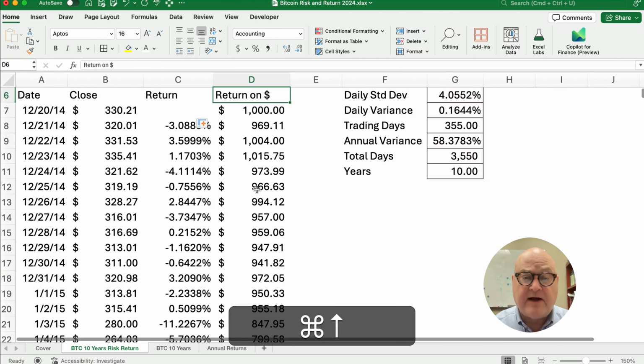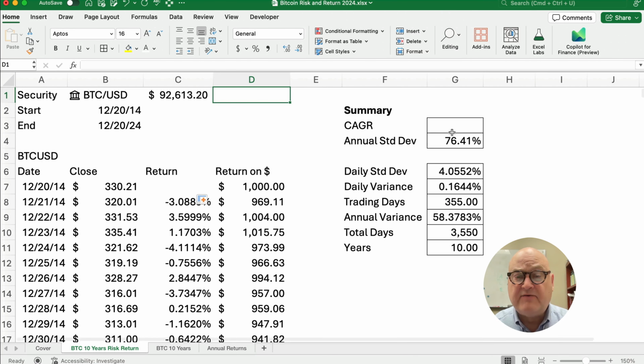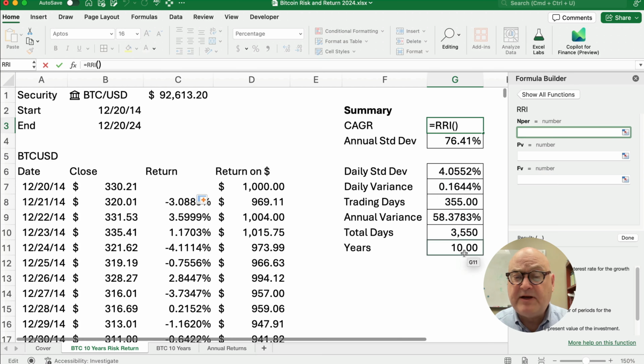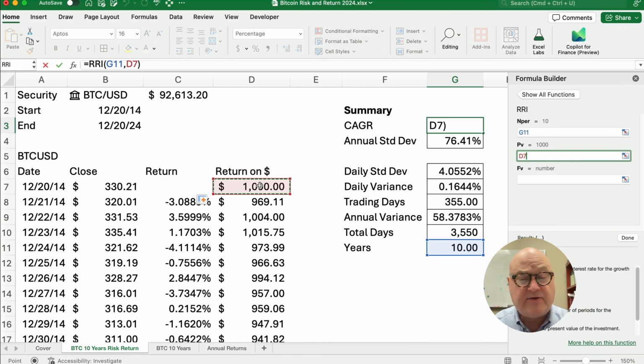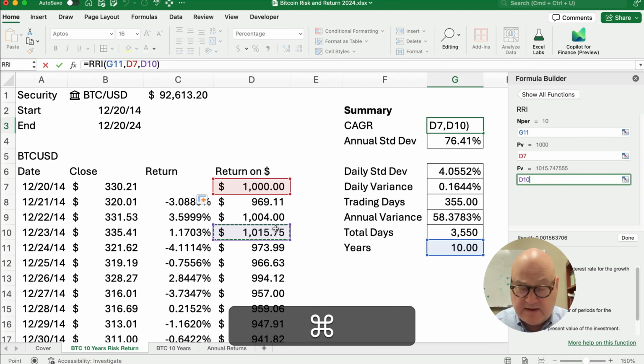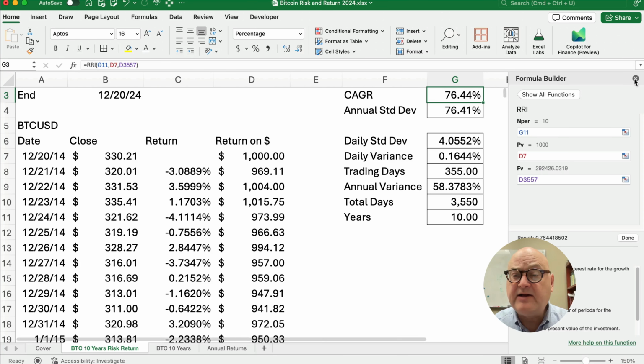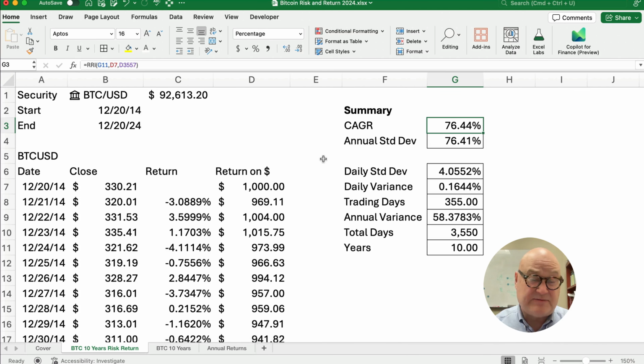From that we can figure out what our annualized return is for those 10 years. So let's do the RRI function. The number of periods, we're going to do 10 because it's an annual amount. The present value is going to be 1,000. We put 1,000 in, we assume 10 years ago, and it grew to the 292. So what is our annualized return? Well, it looks like about 76% for the year. That's pretty impressive. $1,000 invested, and then 10 years later you have $292,000.